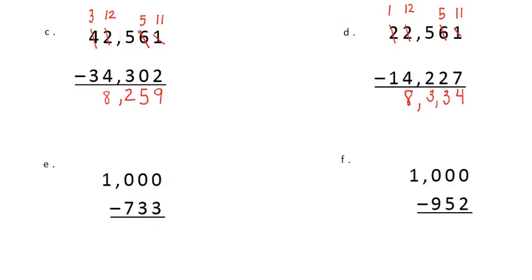Now in the next problem I have 1,000 and I need to subtract 733, meaning I need to subtract some ones, some tens, and some hundreds. Well, we're going to decompose 1,000. 1,000 can be thought of as 9 hundreds, 90, and 10. So we're going to decompose that 1,000 into these 3 numbers, 9 hundreds, 90, and 10.